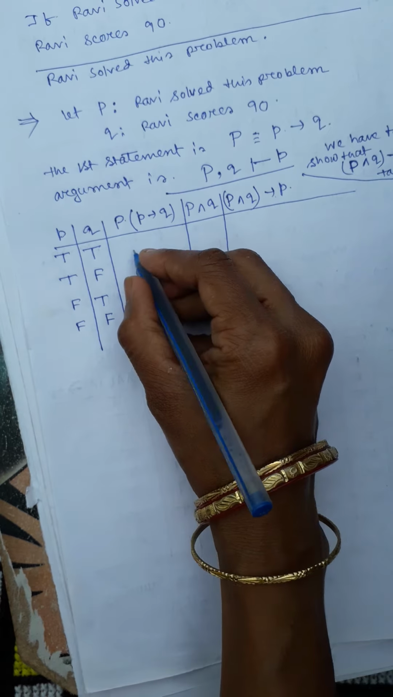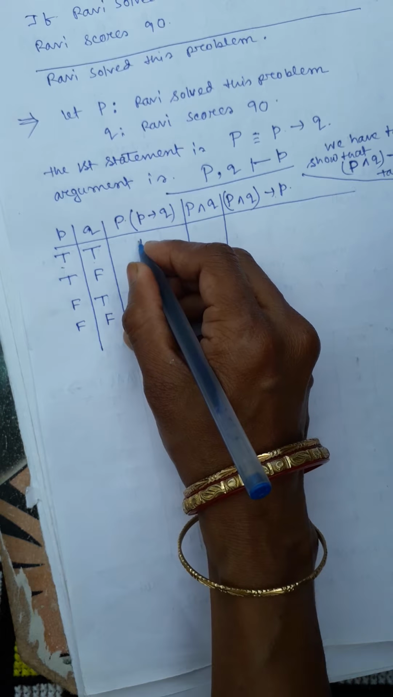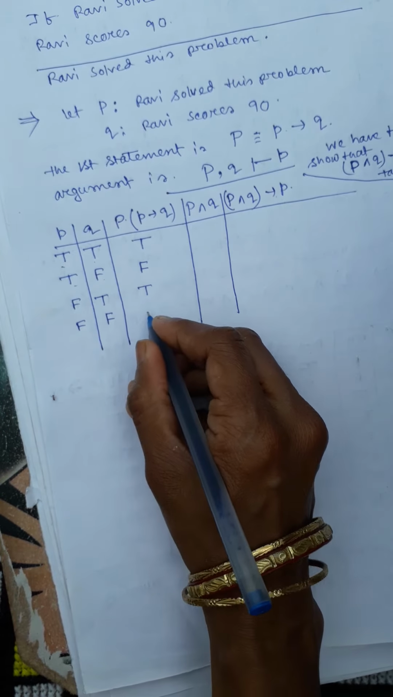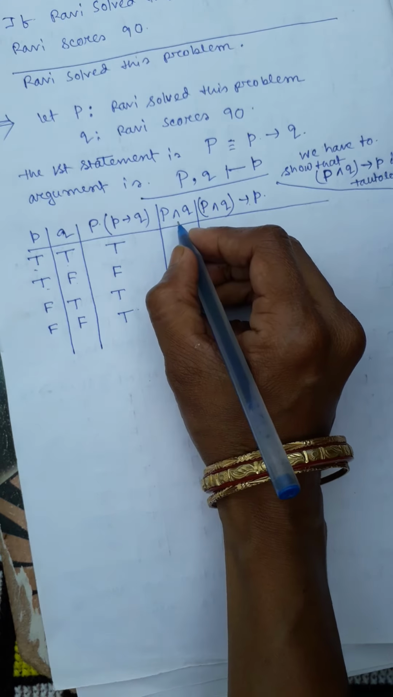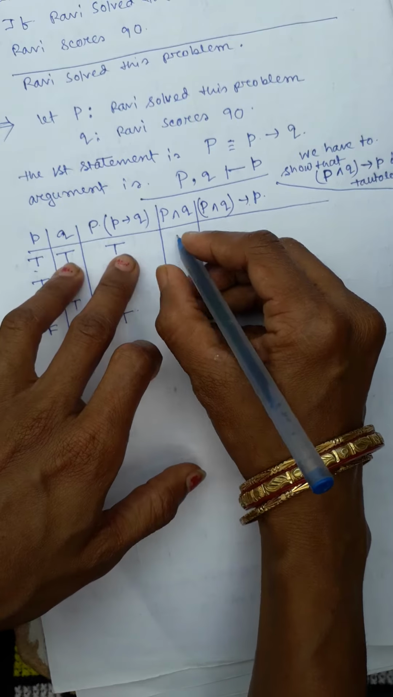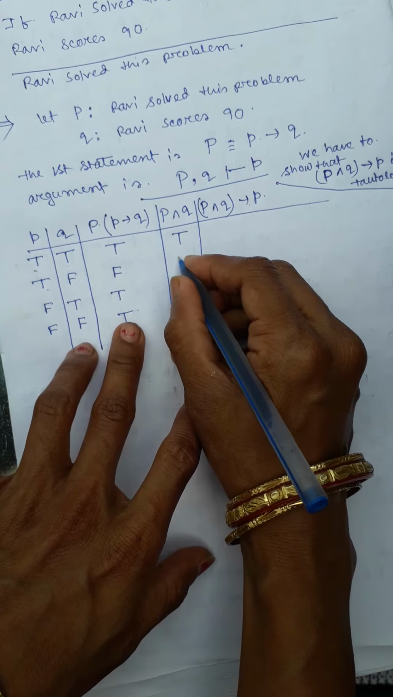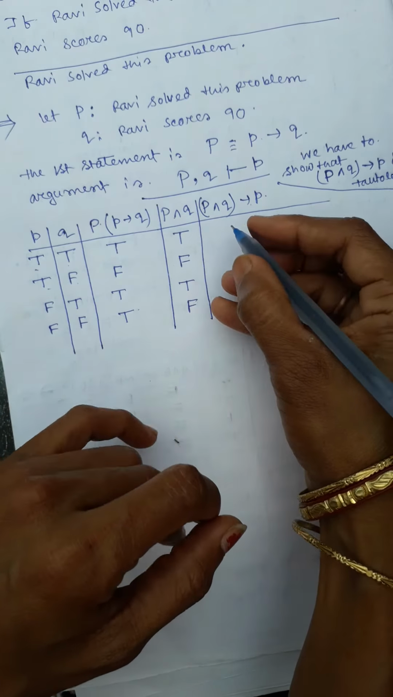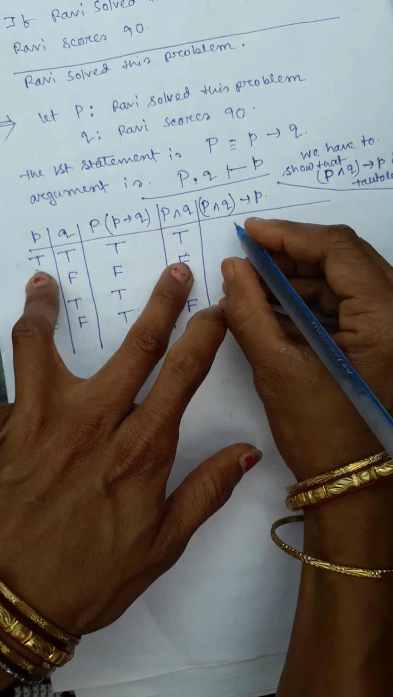False, false. Then P implies Q: this is true, this one is false, this is true, this is true. Then capital P and small q, the conjunction of these two: this is true, this is false, this is true, and this is false. Then this one implies small p.